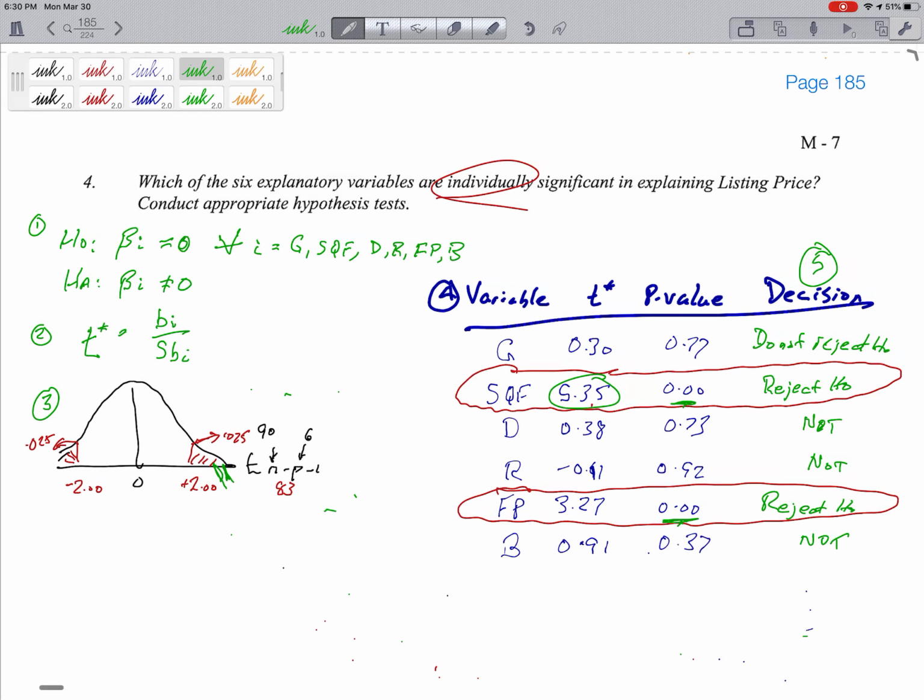Okay, I think we're going to stop there today. We will pick up the F test next time. So we went from M1 up to M7 today. And I'm going to conclude that here today.